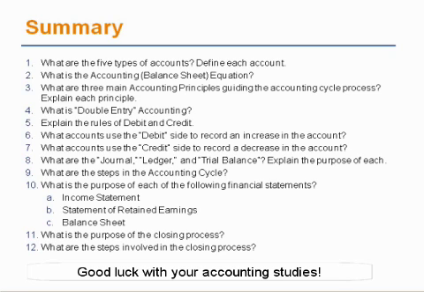Number 5 asks us to explain the rules of debit and credit. And we looked at the rules of debit and credit also on slide 5. And we said there were 2 rules for debits and credits. One is that we debit the left-hand side and credit the right. And the second rule was that our debits need to total our credits.